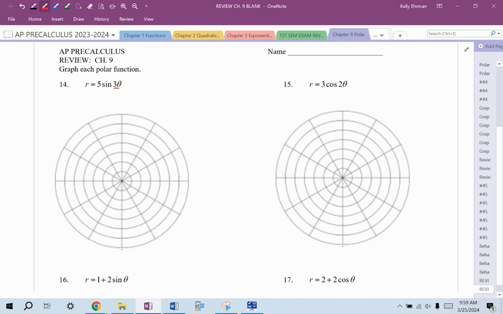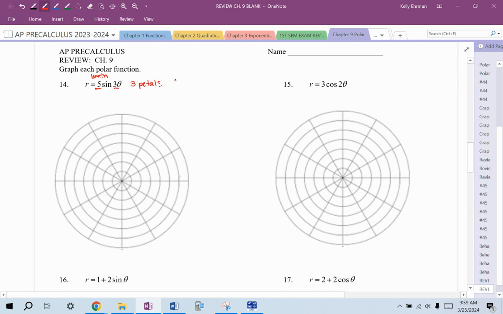So this is just my preference. If you have an odd number in front of theta, that's the number of petals you're going to have. So there are 3 petals here. 5 is the length, so the furthest out the petal will reach is 5. Because there are only 3 petals, the place where the petal width is 2.5 can be a bit awkward to sketch in. So I'm not going to do petal width if it's 3 petals.